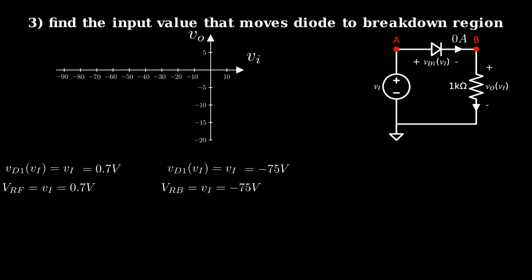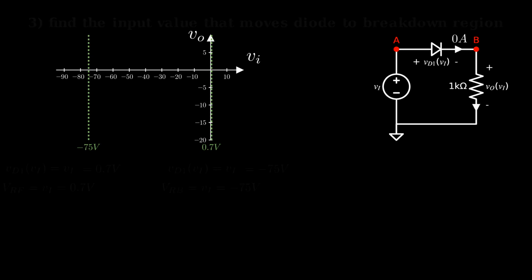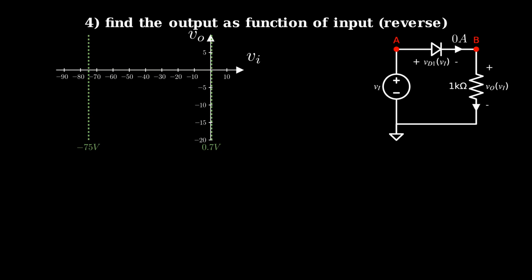The reverse forward border belongs here. The reverse breakdown border belongs here. Now we need to find expressions for the output in each domain. We already have the analysis done for the reverse region, so let's start there.